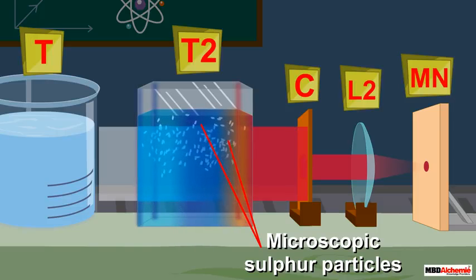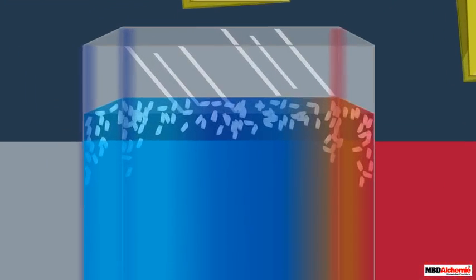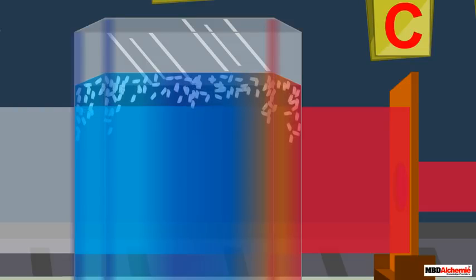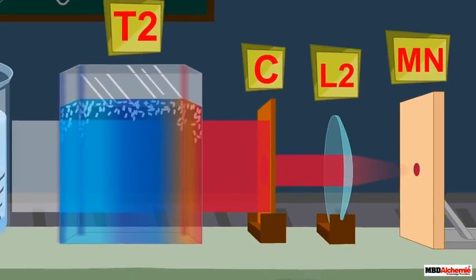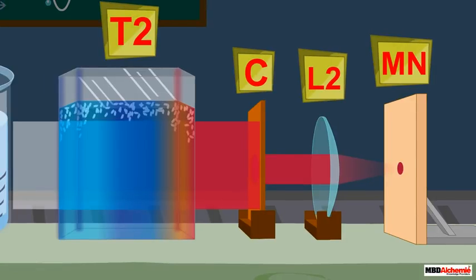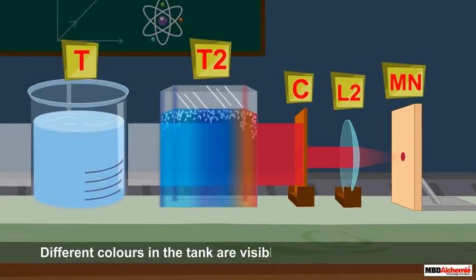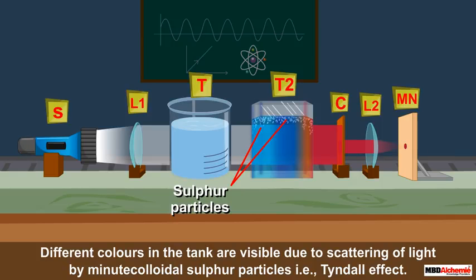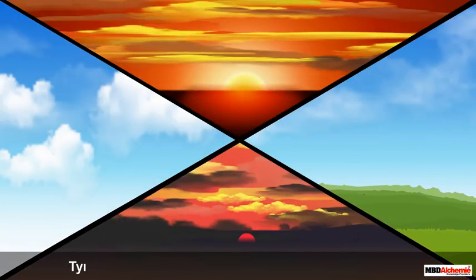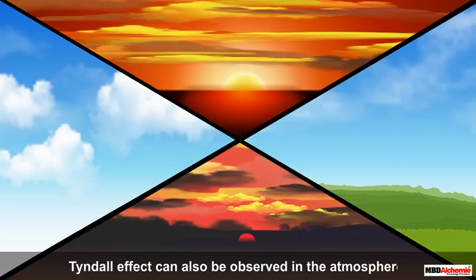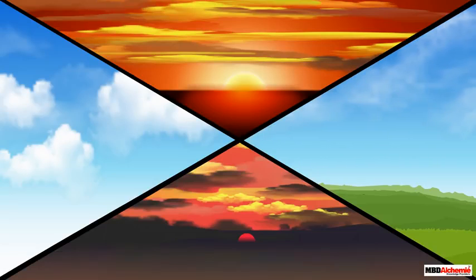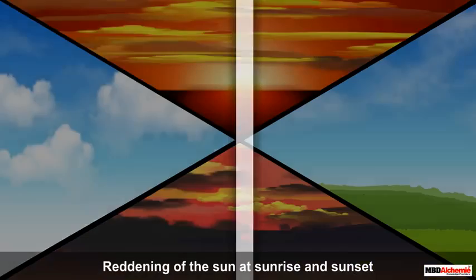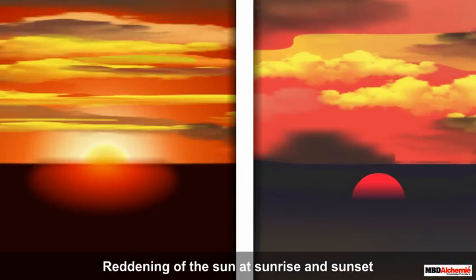As the sulfur particles begin to form, you can observe blue light from the 3 sides of the glass tank. When viewed from the 4th side of the glass tank, facing the circular hole, at first an orange-red color and then a bright crimson-red color are observed on the screen. This happens due to the scattering of light by minute colloidal sulfur particles, that is, the Tyndall effect. The Tyndall effect can also be observed in the atmosphere and can explain some wonderful phenomena of nature, such as the white color of the clouds, the blue color of the sky, and the reddening of the sun at sunrise and sunset.